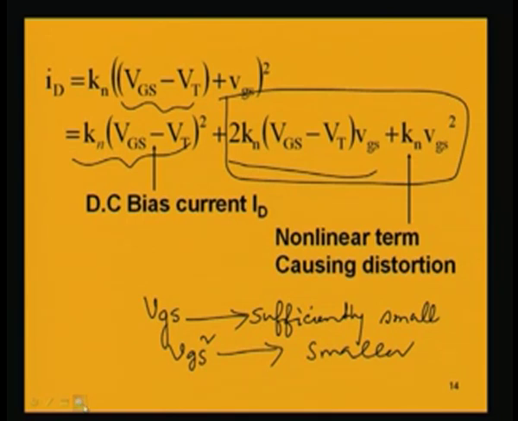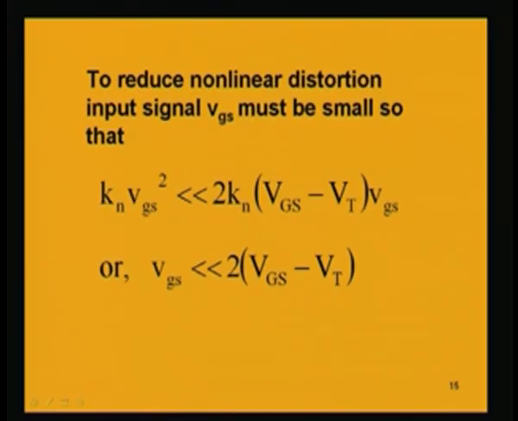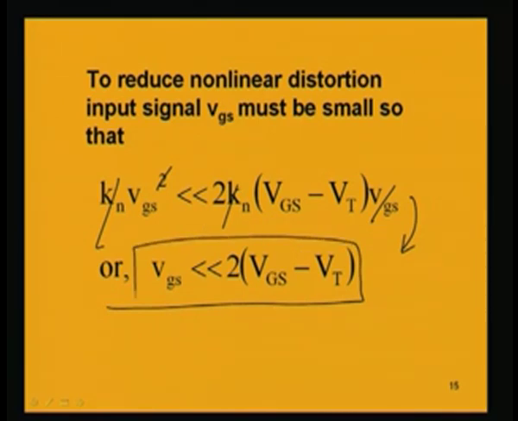So, Kn VGS square is so small in comparison with the other term, twice Kn VGS minus Vt into Vs. If we simplify a little further, it boils down to VGS is less than or equal to twice VGS minus Vt, because this and this cancel, and this square term and this term cancel. So finally, we get a condition that VGS is very, very small as compared to twice into VGS minus Vt.